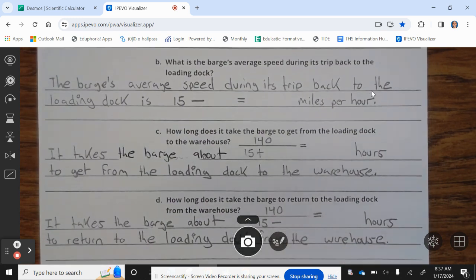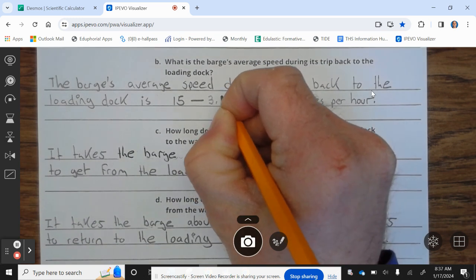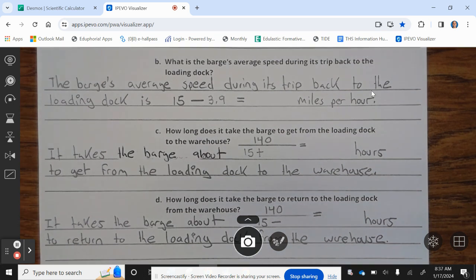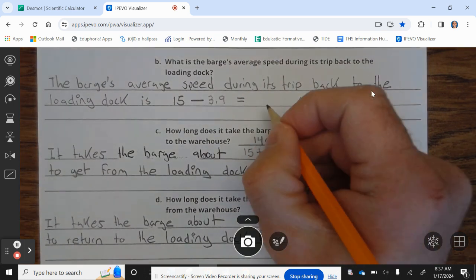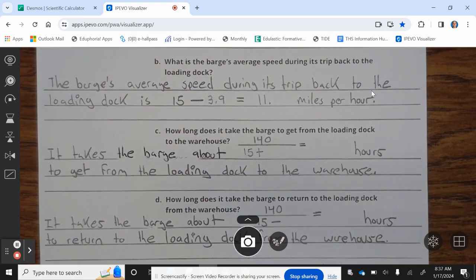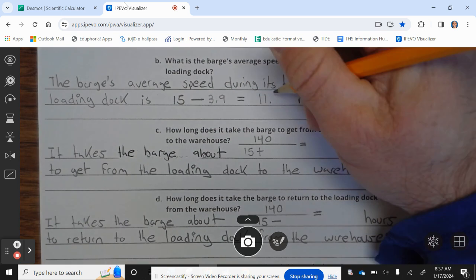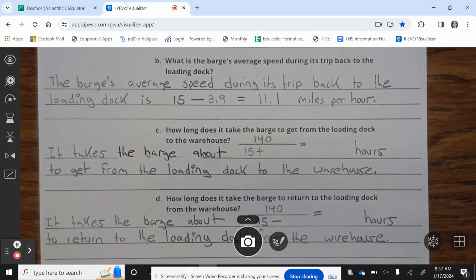B. What is the barge average speed during its trip back to the loading dock? The barge average speed during its trip back to the loading dock is 15 minus 3.9, which is 11. Let me double check. 15 minus 3.9, 11.1 miles per hour.